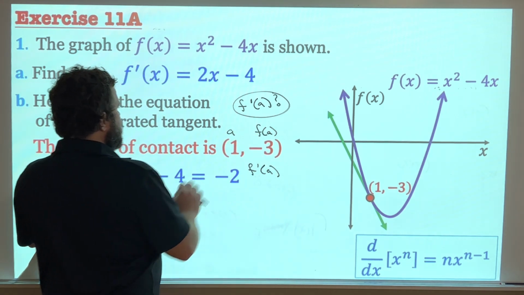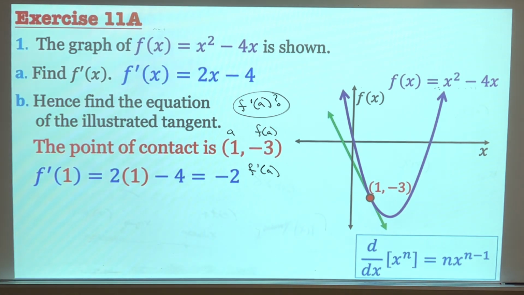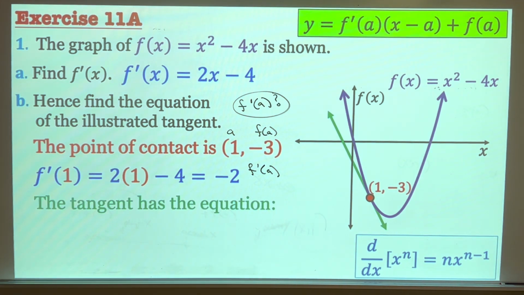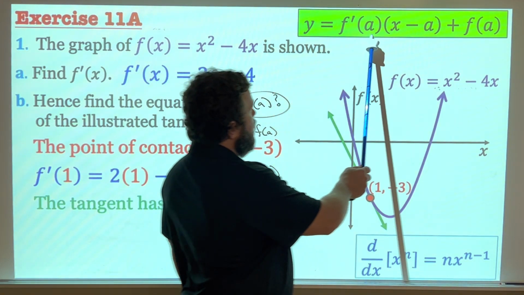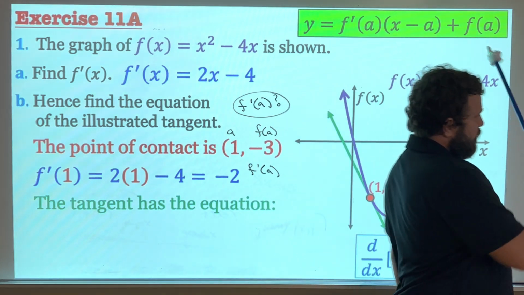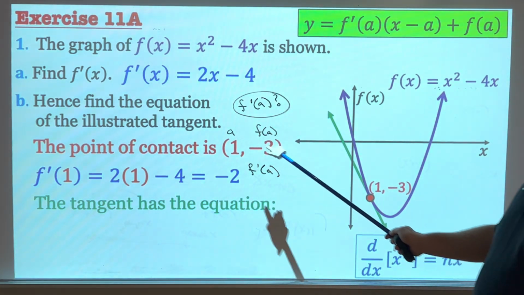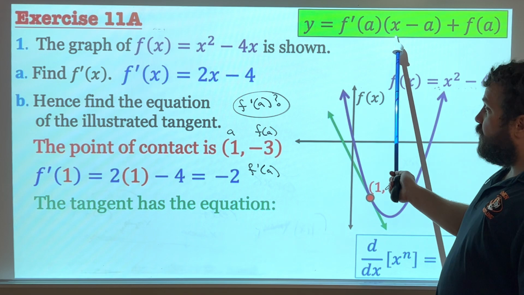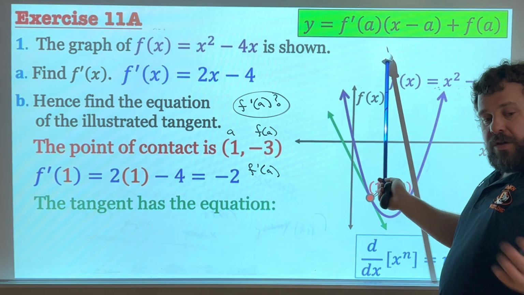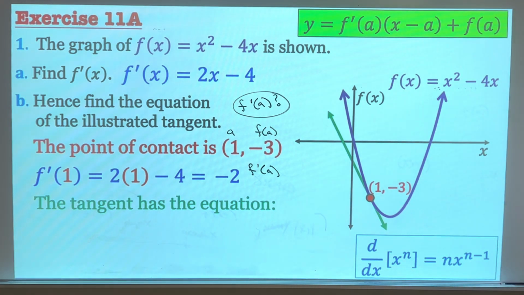Now what are we going to use these three things for? We're going to plug them into our equation. What equation do we plug them into? The tangent line equation up here. y equals f prime of a, times x minus a, plus f of a. So take, boom, boom, boom, plug them into the equation, simplify the equation, and solve.